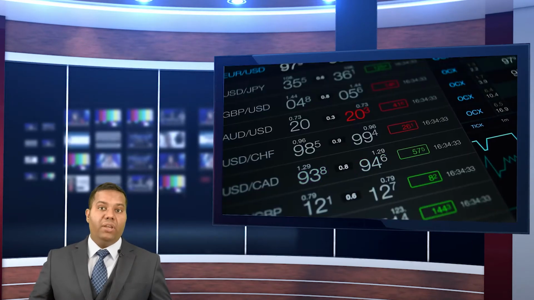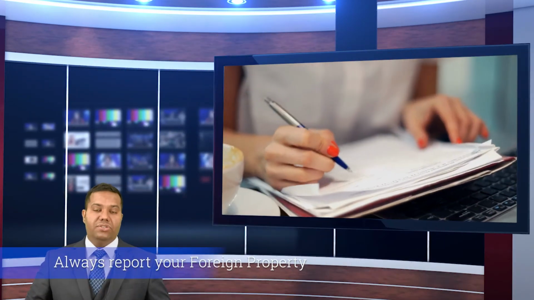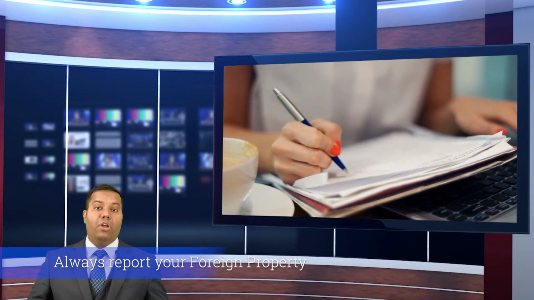For example, if you bought your California condo for, let's say, $500,000 in 2012 when the US dollar was almost equal to the Canadian dollar, but you sold this in 2020 for the same amount when the foreign exchange rate is 1.32, you could have no gain for US tax purposes but $160,000 gain to report in Canada with no offsetting foreign tax credit. You see, always report your foreign property.